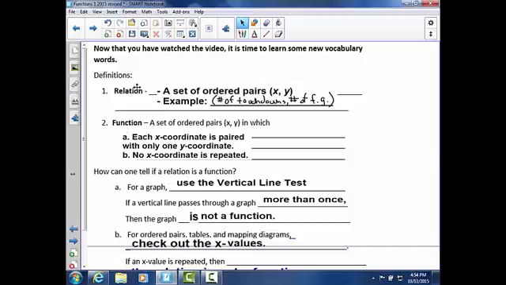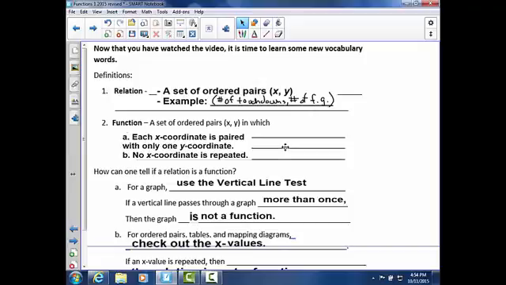Okay, definitions. A relation is a set of ordered pairs, an X and a Y. An example would just be like the number of touchdowns and the number of field goals. It's two values that we can track. Okay, but when we get to a function, it's a set of ordered pairs, same definition, except they put a qualifier on there. Each x coordinate is paired with only one y coordinate. In other words, no x coordinate is ever repeated.